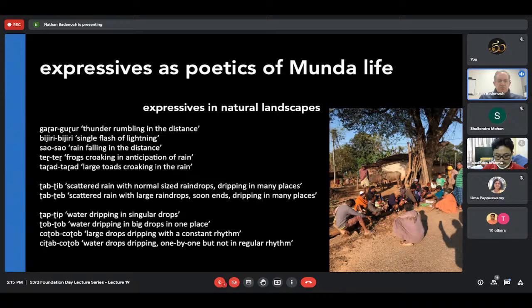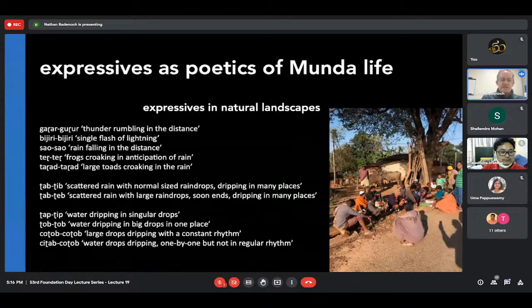To put us into the idea of expressives in daily life, here are some expressives in Mundari that have to do with the natural landscapes, particularly regarding rain. Recently I've done some work to look at expressives in the natural world. We have expressives in the first group here that are telling us about the weather in general, the coming of the rain. So we have things about the thunder rumbling in the distance, garar gurur. We have flashes of lightning, a single flash of lightning, bgd, bgd.